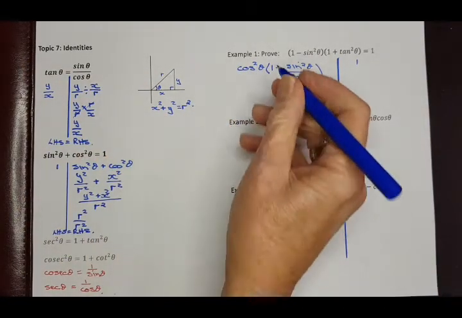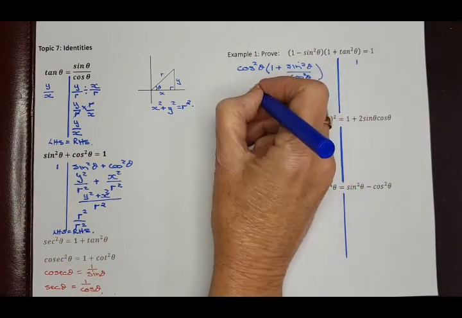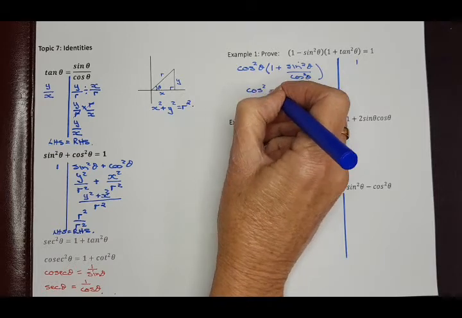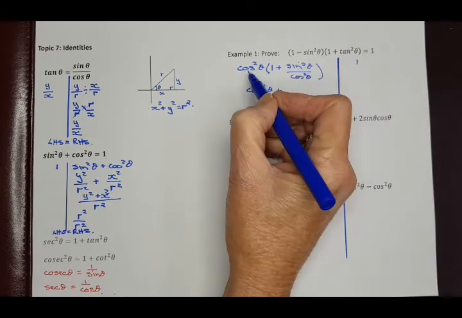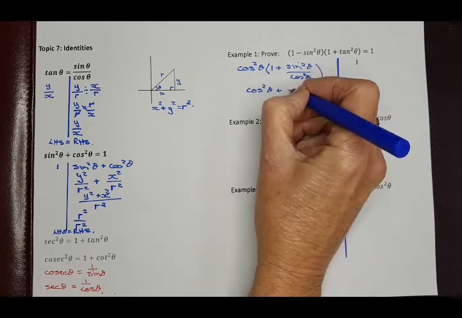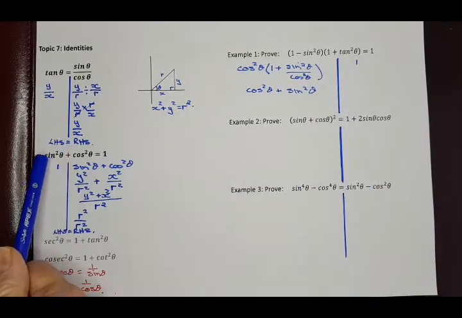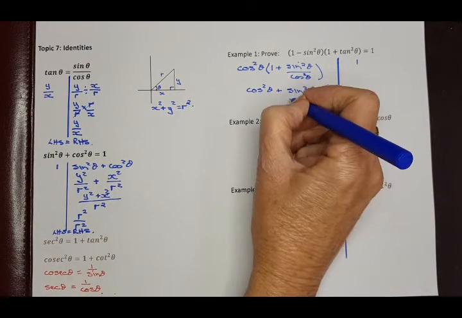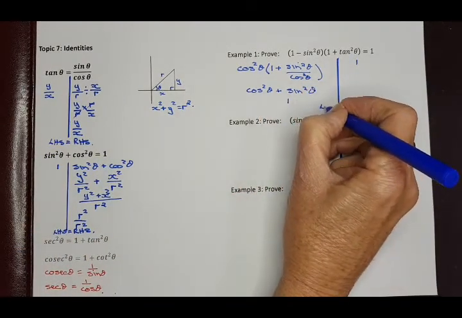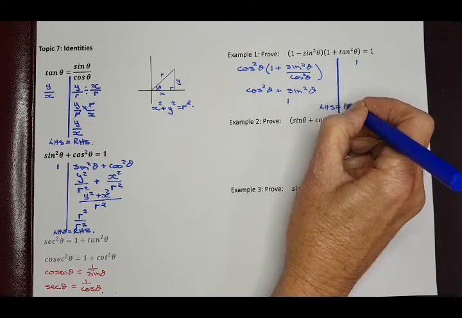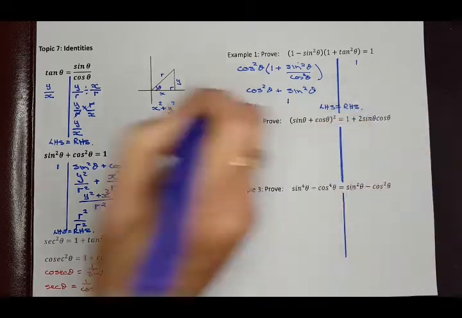When you multiply in that bracket, cos times 1 is going to give us cos squared theta. Cos squared times sine squared over cos squared is going to be sine squared, and this identity, sine squared plus cos squared, is 1. So my left hand side is equal to my right hand side.